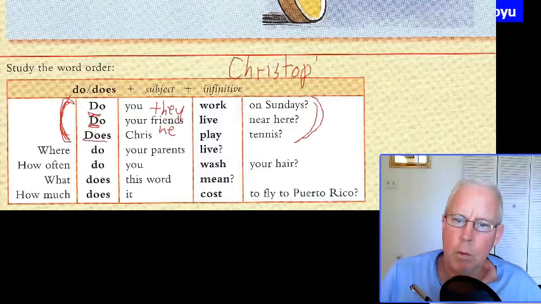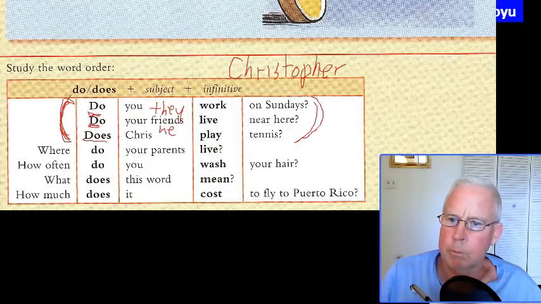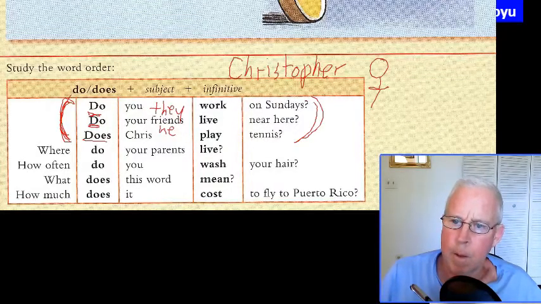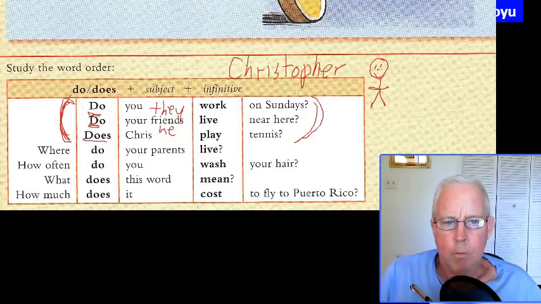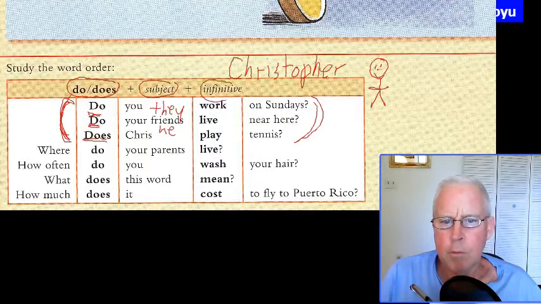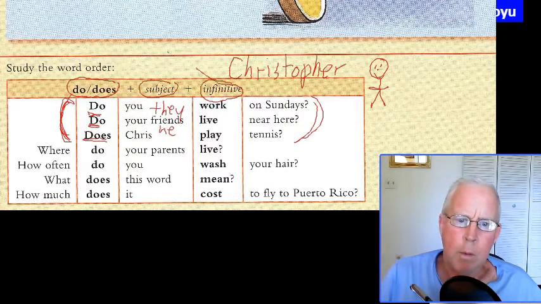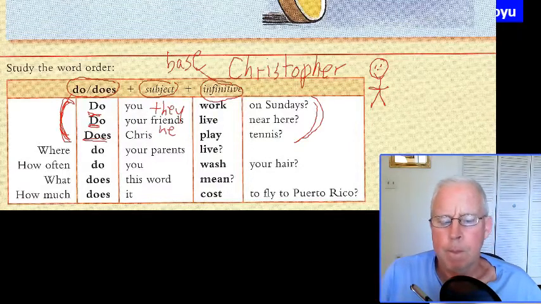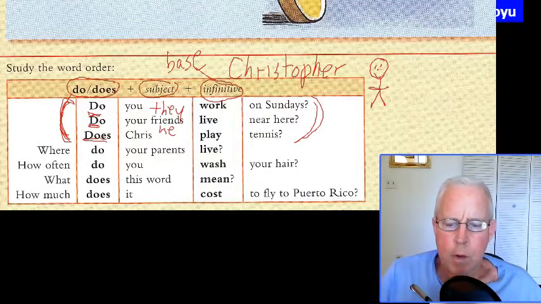So that's a he. So does Chris play tennis? So again, it's the helping verb, the subject, and they call here infinitive. I'd say base form. Okay, so that's what we've talked about.